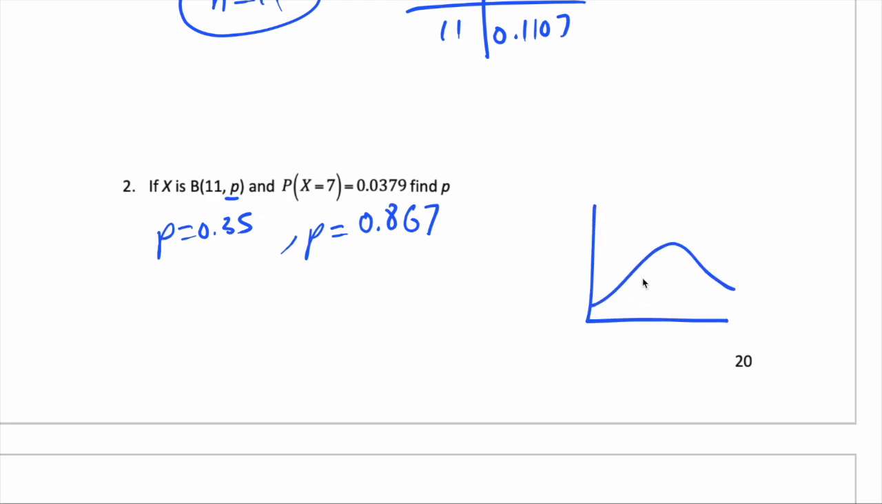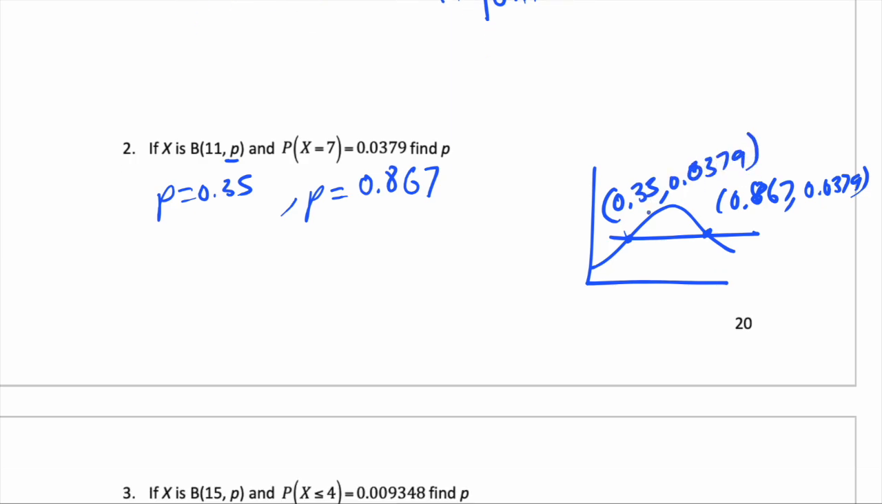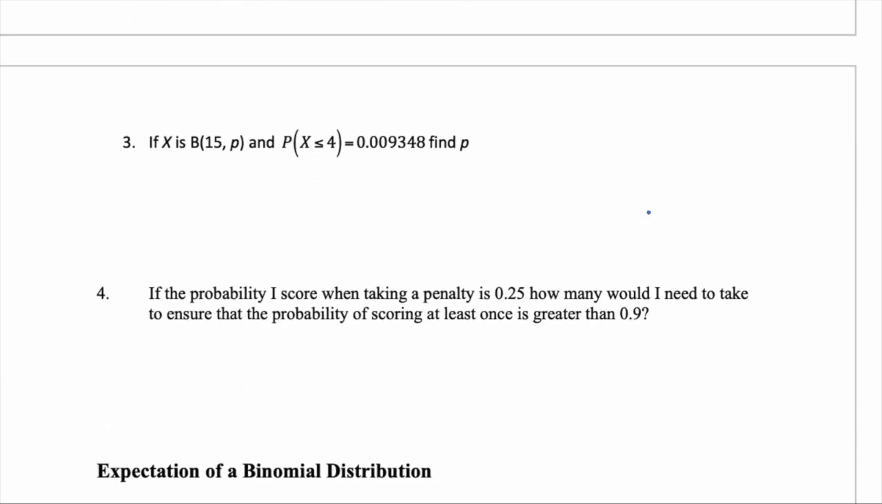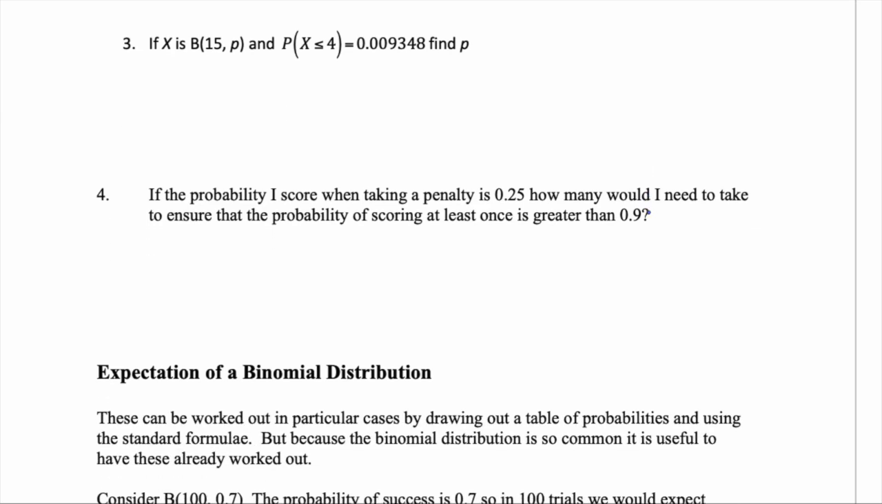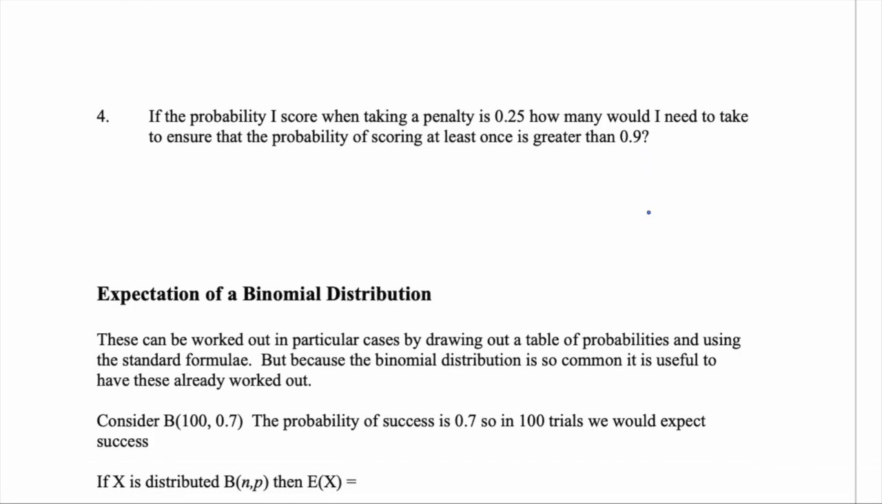To show your work, you could draw this kind of thing. Both those answers are valid. Sometimes we get a negative number or a number bigger than 1, so then it's not valid, but in this case we have 2 possible answers. Next, this one's pretty much the same, so you can try that yourselves. Let's take a look at the next one.